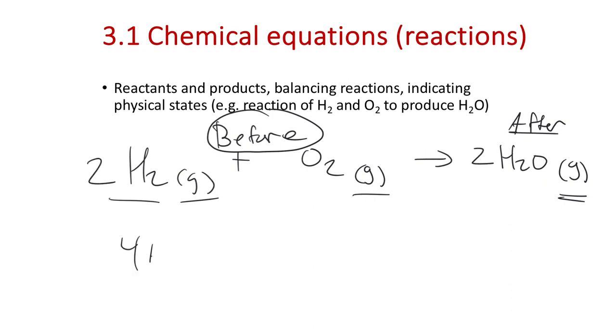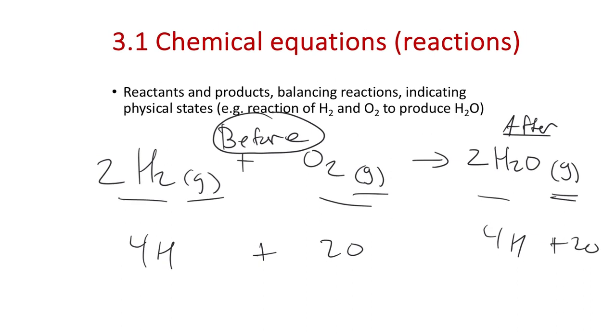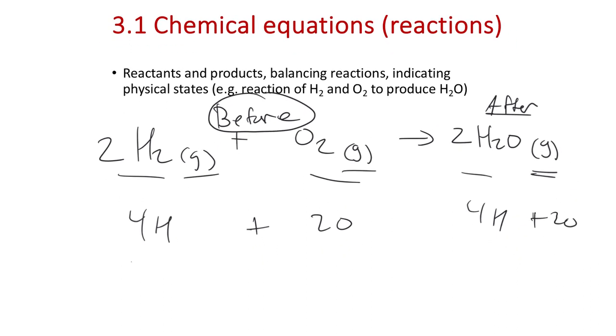So, of course, that gives me 4 hydrogens on both sides, and 2 O's on both sides. So we have to balance the number of atoms on the left side versus the right side so we're not creating or destroying matter in the reaction. We're just changing the nature of the bonding between hydrogen and oxygen.